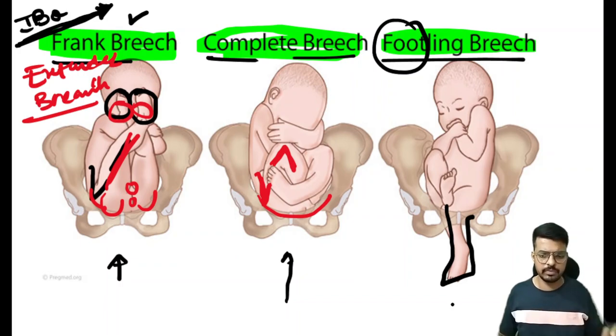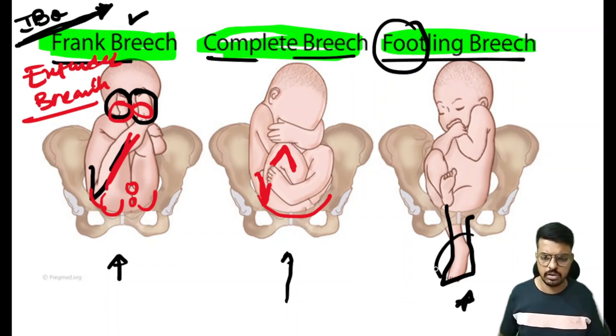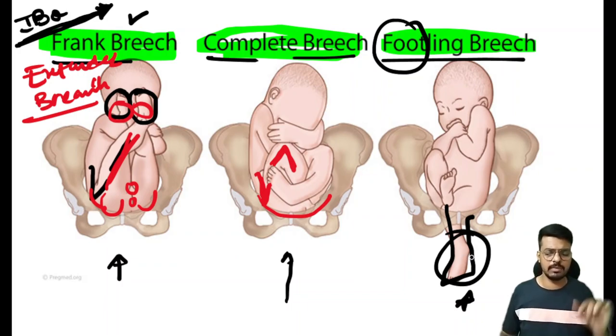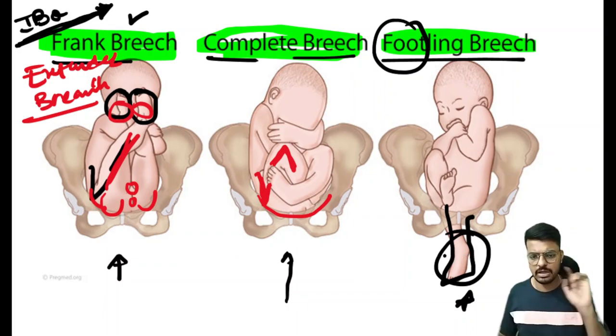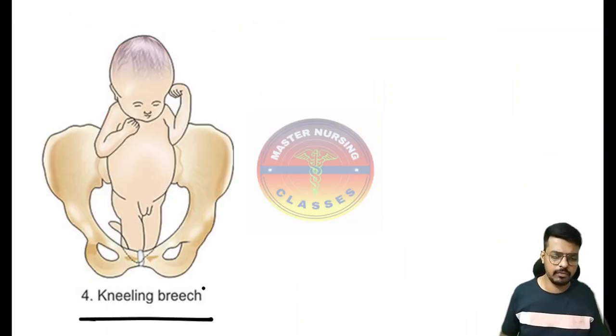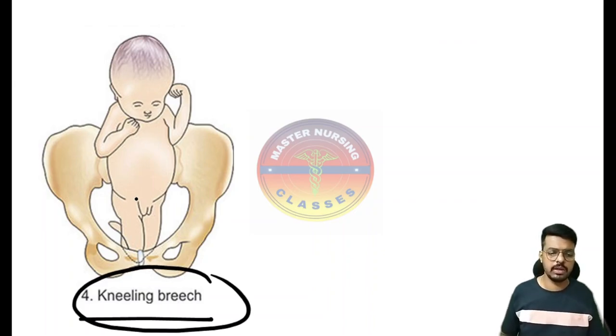So when we do the per vaginal examination, only the foot we are able to assess here because it is prominent and it is dominating the entire body. So that is what we call the footling breech. Then I will come to the kneeling breech. Here the hip is extended and the knee is flexed.